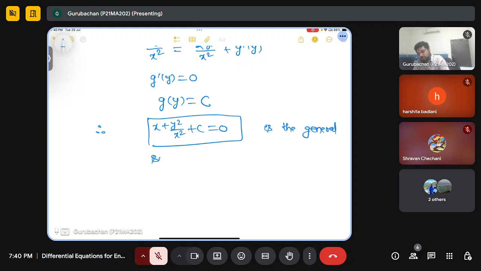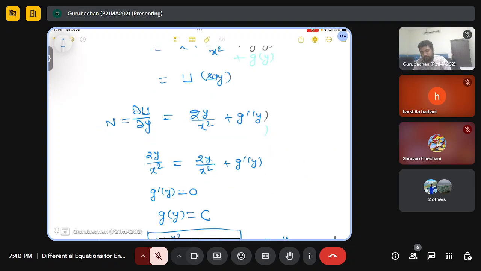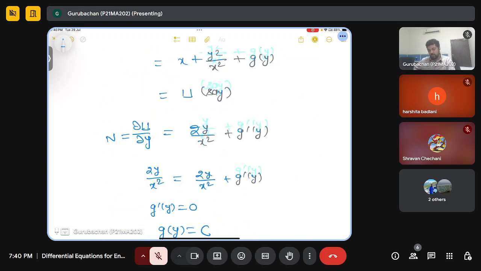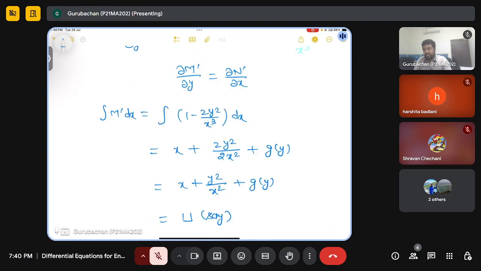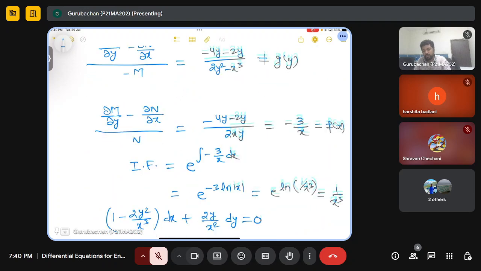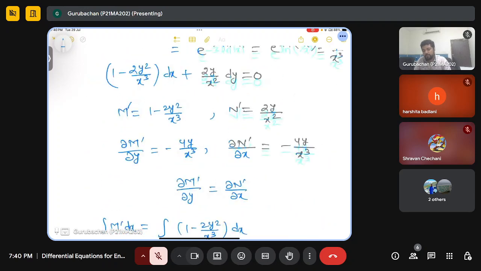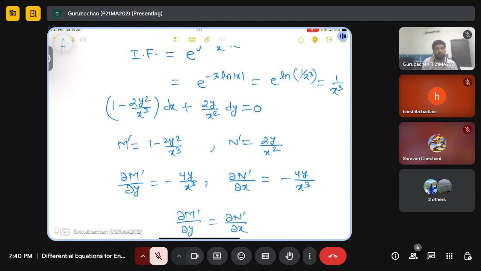This is the general solution of the given differential equation. Now, another method. Suppose x naught, y naught is equal to 0, 0. We can take 0, 0 here, or we cannot take. Tell me. Can I take 0, 0 here?